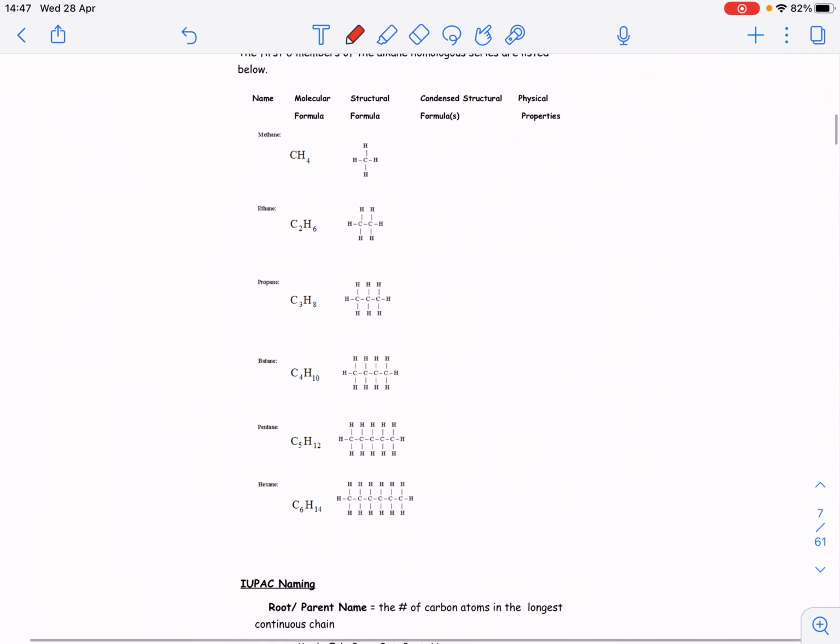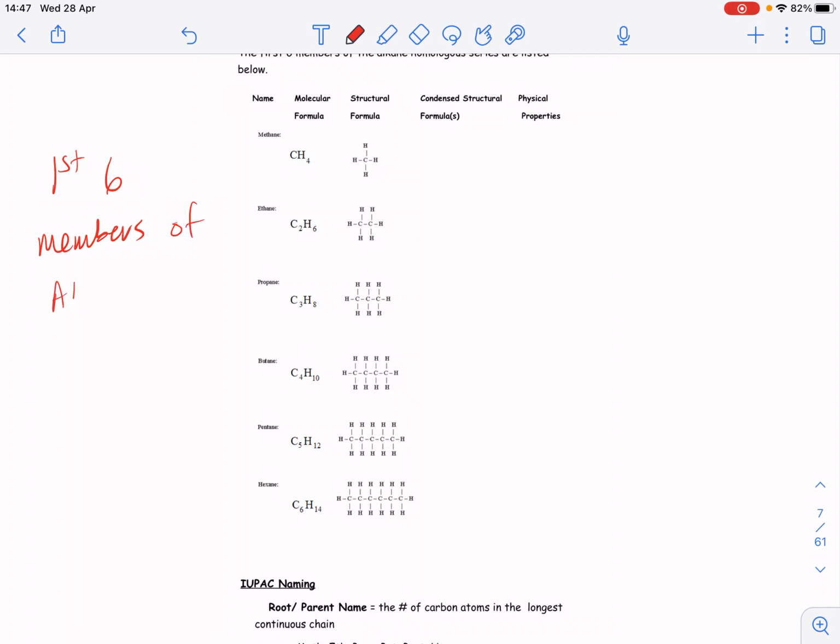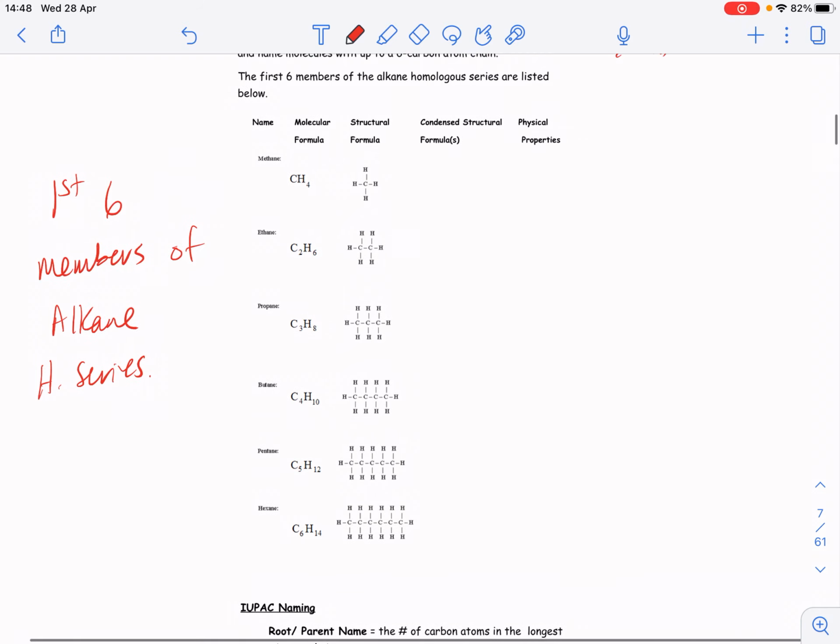These are the first 6 members of the alkane homologous series, the first 6 simple, straight-chained members of the alkane class of compounds. To be an alkane means that you are a hydrocarbon, so you're C and H only, and all of the bonds are single bonds. That's what distinguishes something as an alkane. All alkanes have the general formula CnH2n+2.